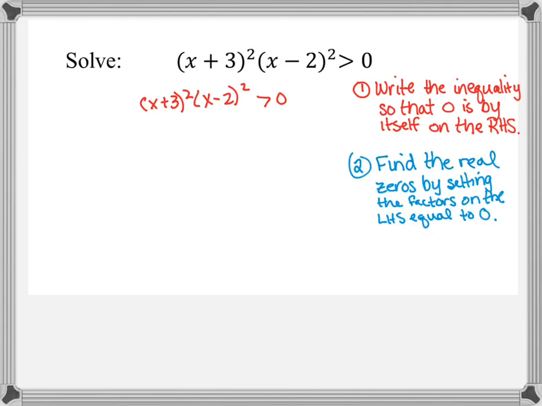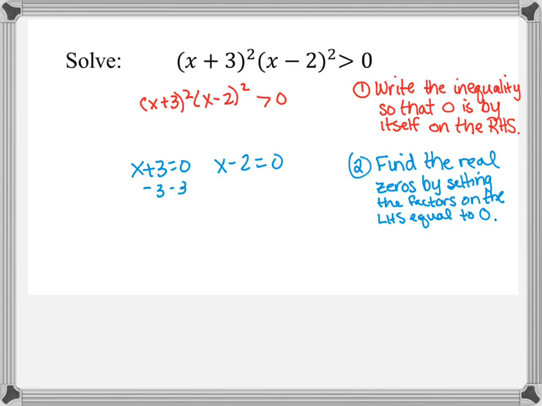Step 2, find the real zeros by setting the factors on the left-hand side equal to 0. And I have already factored the left-hand side for you. That won't always be the case, so sometimes you will need to factor it before you can set the factors equal to 0. But we'll start off by setting x + 3 equal to 0 and x − 2 equal to 0. I don't need to necessarily do (x + 3)², because if I square root both sides, I'll get x + 3 equals 0. Just like with (x − 2)² set equal to 0, if I square root both sides, I would get x − 2 equals 0. I could go right to just getting the factors.